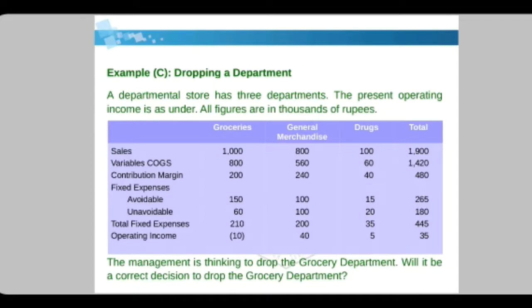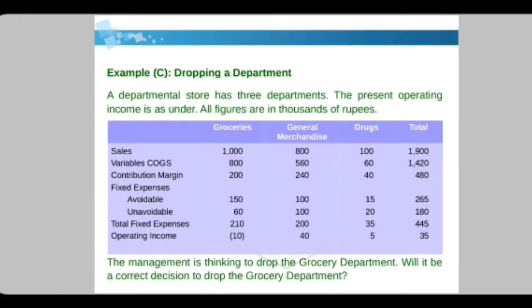So contribution margin will be total sales minus variable cost of goods sold. That is 200 for groceries. For general merchandise it is 240. For drugs it is 40. And in total it is 480. That is 200 plus 240 plus 40, that is 480.